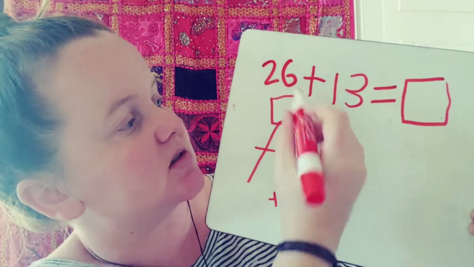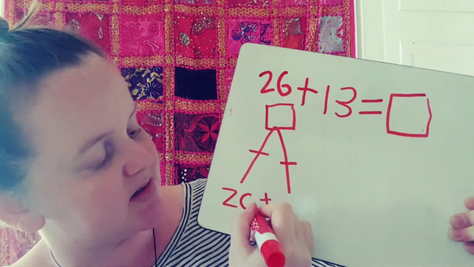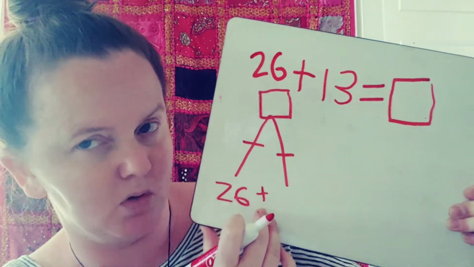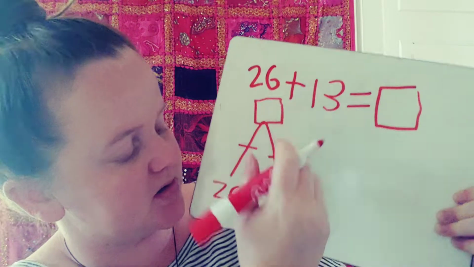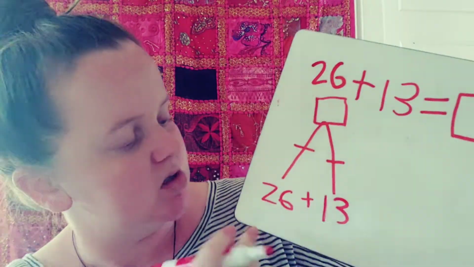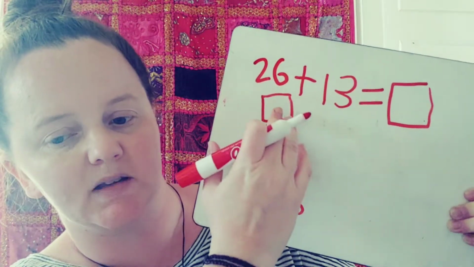I know that Ekwa starts with 26 soccer balls. So right here, I'm going to write 26 for my first add-in. And his coach gives him more. His coach gives him 13 more. So right here, I'm going to write the number 13. So I know that 26 plus 13 will give me my total.